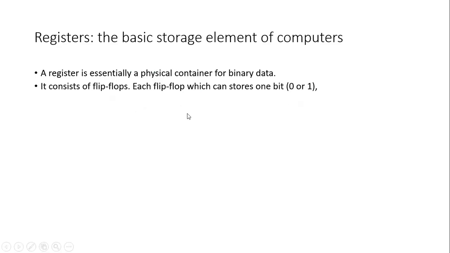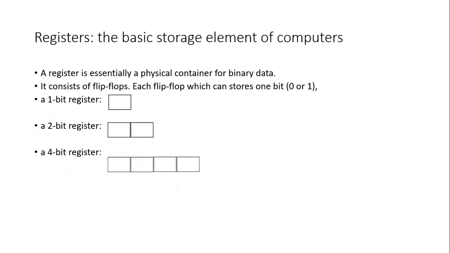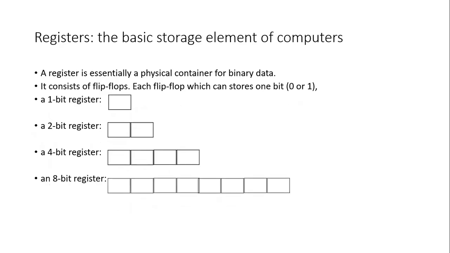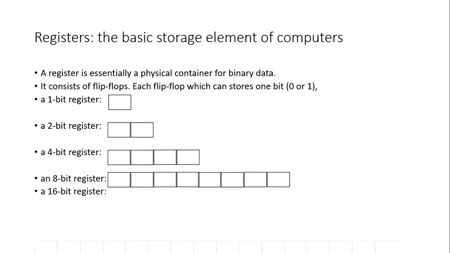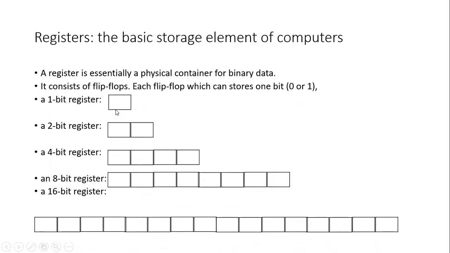So we have registers defined by the number of bits. So a 1-bit register will be represented like a box. 2-bit registers, 2 boxes. 4-bit, 4 boxes. 8-bit, 8 boxes, and 16-bit will be 16 boxes. So these boxes will have the values either 1 or 0. So for example, in this 4-bit, if you write 1101, that will represent some value to the computer.